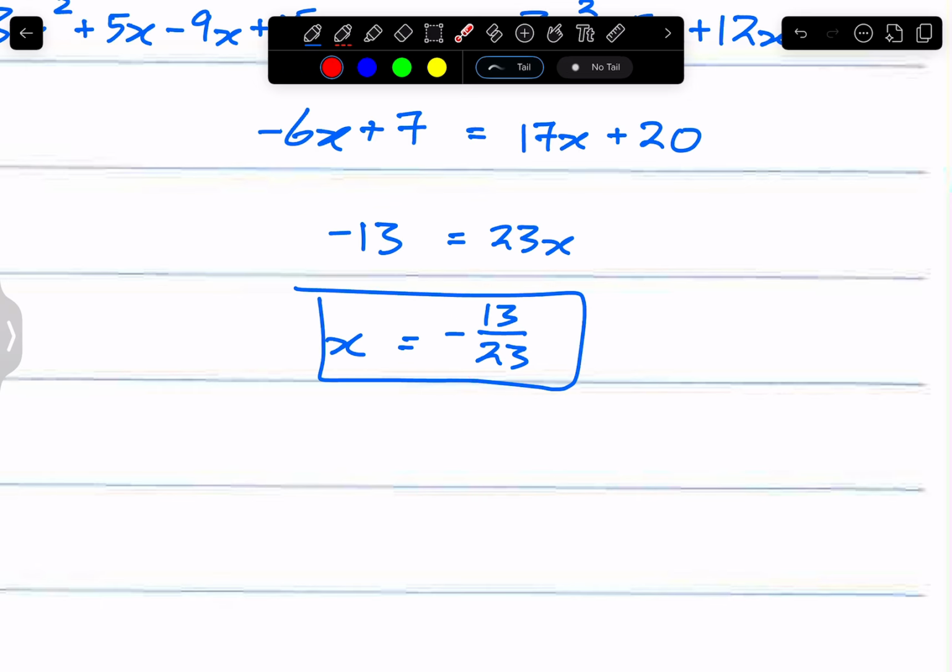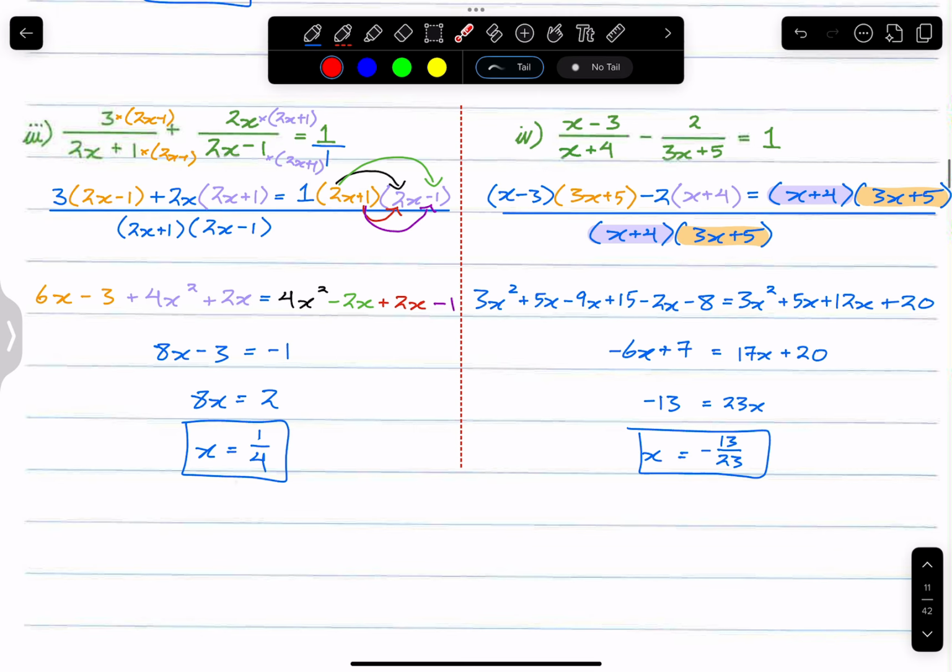I hope you're noticing that these problems get slightly more complicated, but as you can see, with just careful focus on individual parts of the equation, it's not as hard as, or I hope it's not as hard as it initially was.